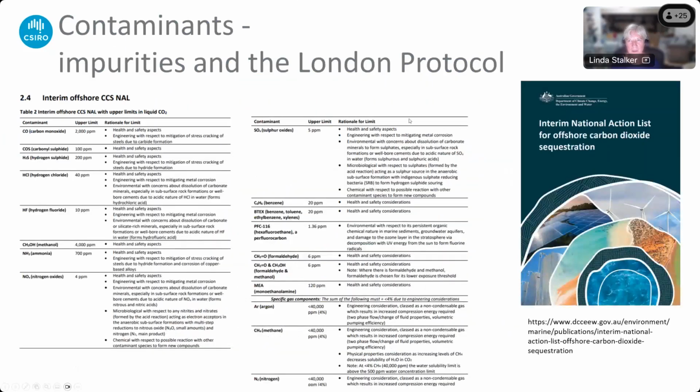So how do we know what contaminants to add? Well, we've been working on a separate piece of work with the Australian government, trying to define what they call the National Action List. This is a list of all those potential contaminants that could cause environmental or human health impacts if they are released. But the sidebar issue is the conversation around, well, what might it do to the geology as well?